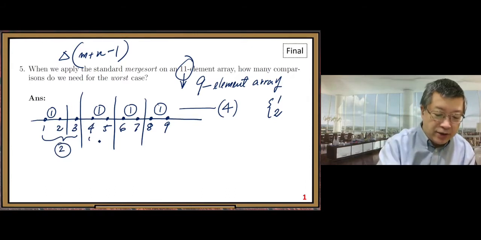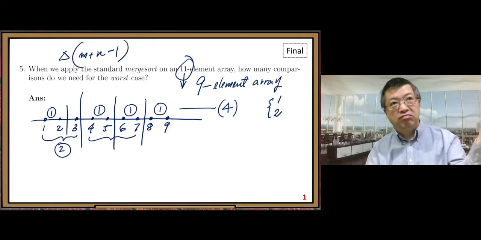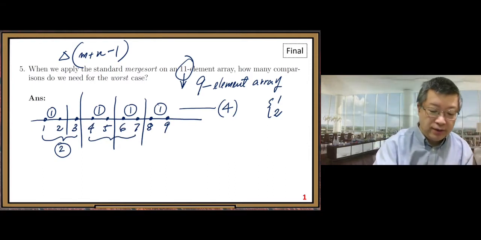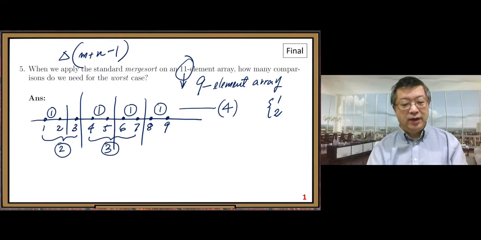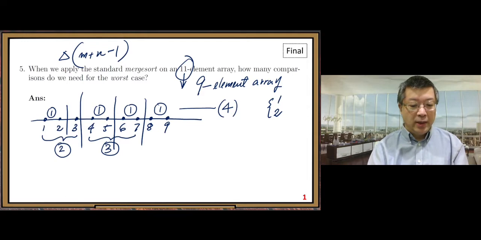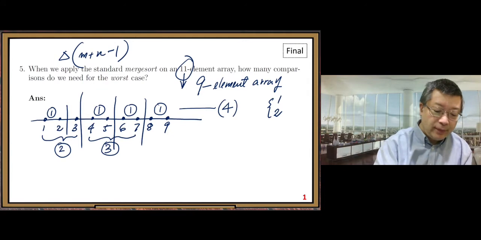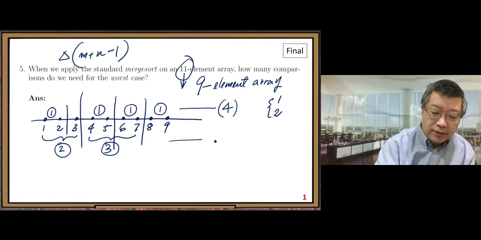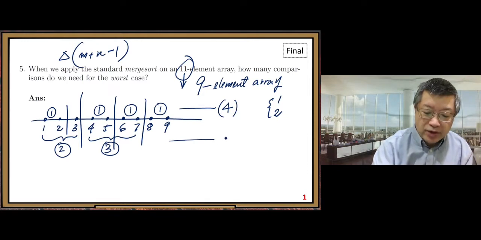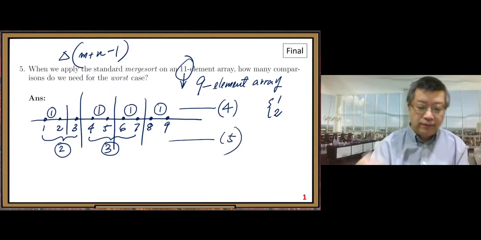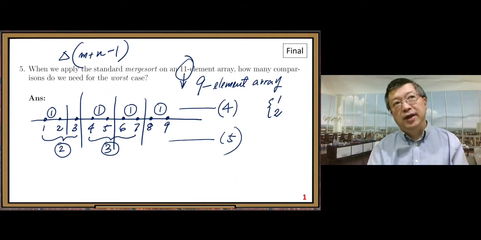Next, these two merge. 4 minus 1, 3 for the worst case. The remaining one has no merge. So for this level, the number of comparisons is 2 plus 3, 5.